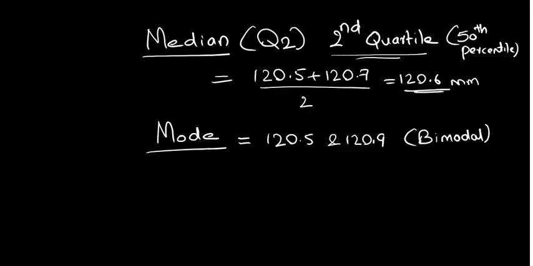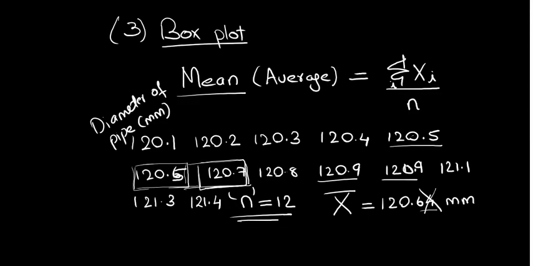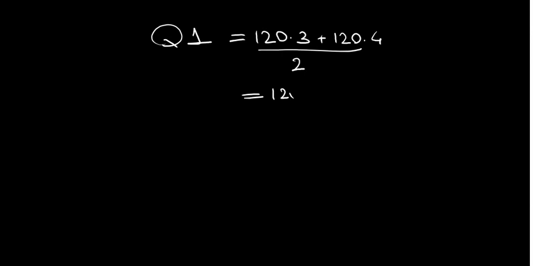That corresponds to the first half. If you see these observations, the first half is the first 6 numbers: 1, 2, 3, 4, 5, 6. Among the first half, the middle is again an even number, 6, so you need to take the average of these two. To get the first quartile, the average is 120.3 plus 120.4 divided by 2, and this turns out to be 120.35.